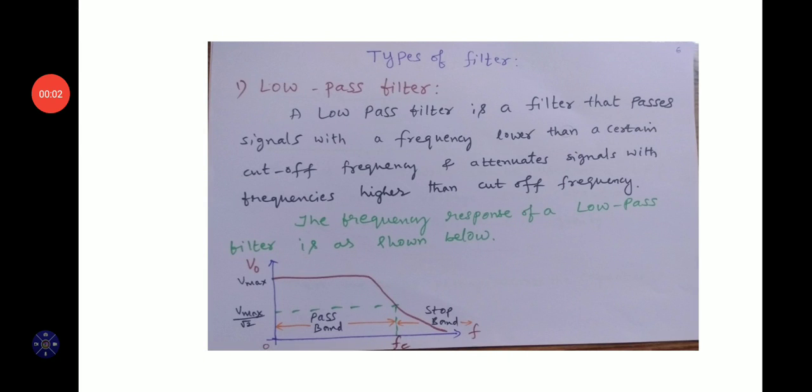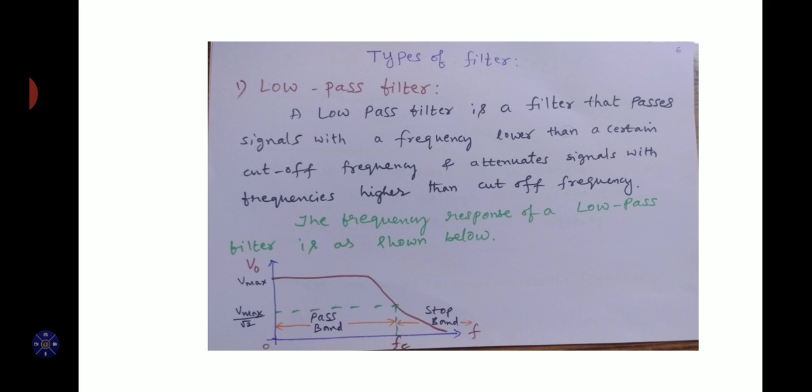Dear students, in our previous class, we discussed what filters are, different types of filters, and some basic definitions related to filters like pass band, stop band, cutoff frequency, etc. So today, we will discuss types of filters. First type of filter is a low pass filter.